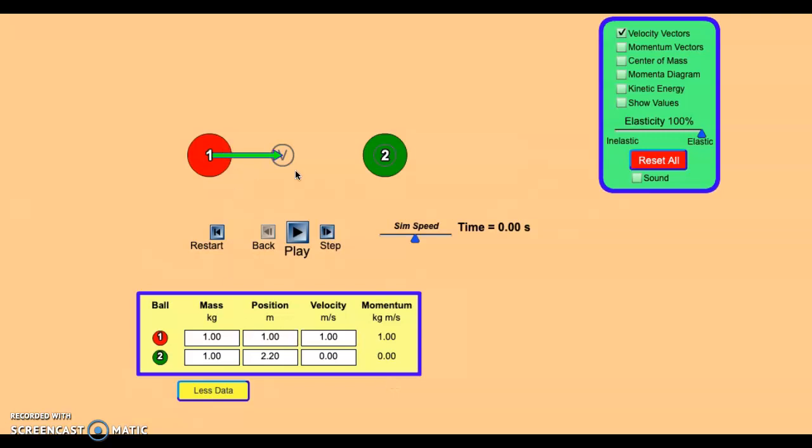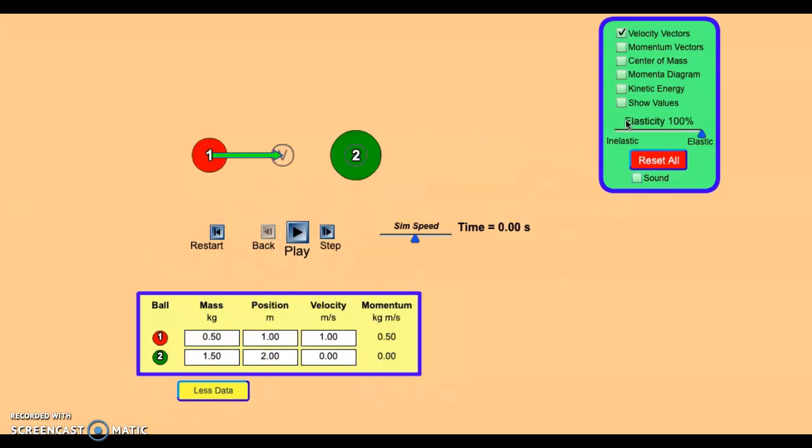So in the first one, again, they're the same mass. Both of the objects are the same mass. One is sitting still, one is moving, and they're going to be colliding inelastically. Okay, go ahead and record your post-collision data. Again, ignore position, but pay attention to mass, velocity, and momentum.